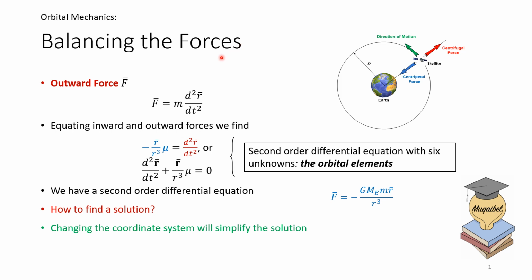Now let's look at balancing the forces. If you look at the satellite, the main two forces affecting the satellite are the centrifugal force and the centripetal force, and they're shown in red and blue. We have seen the inner force, and now we look at the outward force.